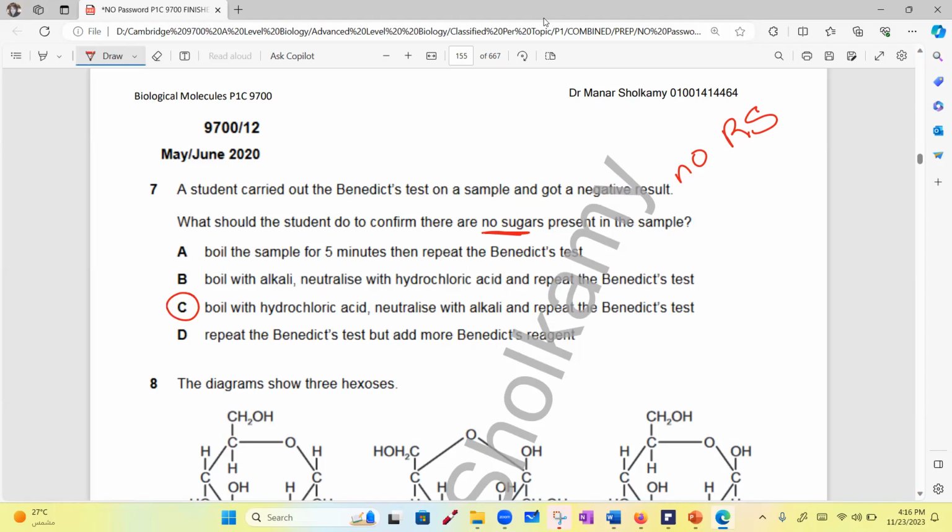hydrochloric acid. Can you remind me, why do we boil with hydrochloric acid? To break the bonds. Very good. To break glycosidic bonds, to break the disaccharide into two monosaccharides. It will provide the water needed for the hydrolysis reaction. And then we will neutralize it first. And then we will repeat with the Benedict's in order to make sure that there is no sugar of any sort present. If you have any questions, stop me.